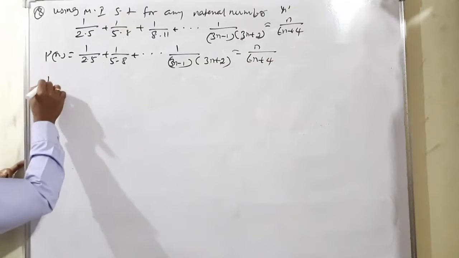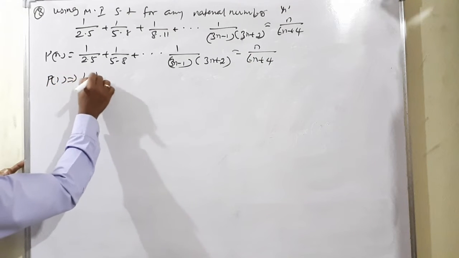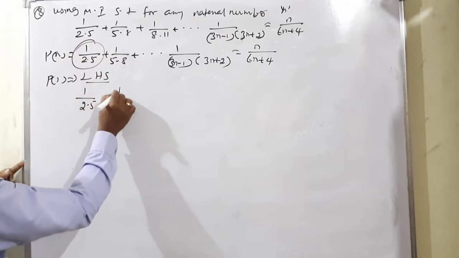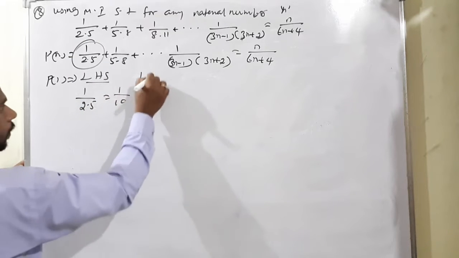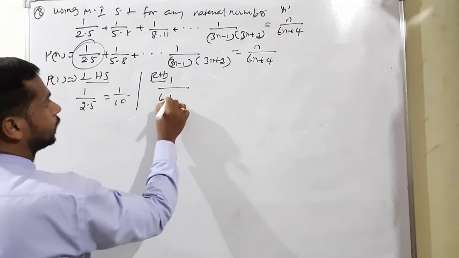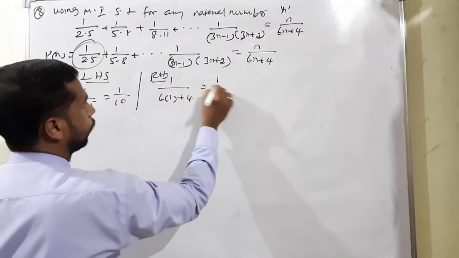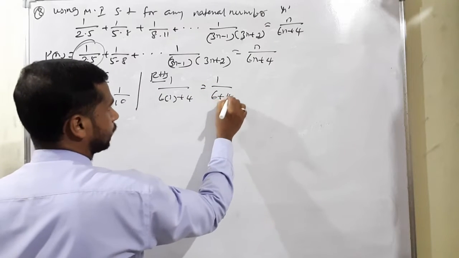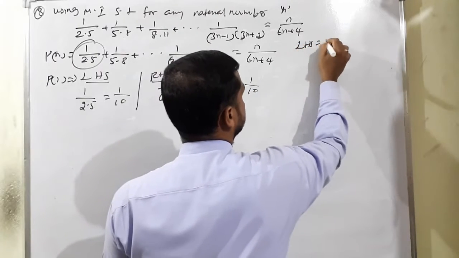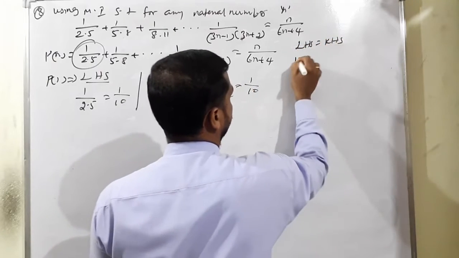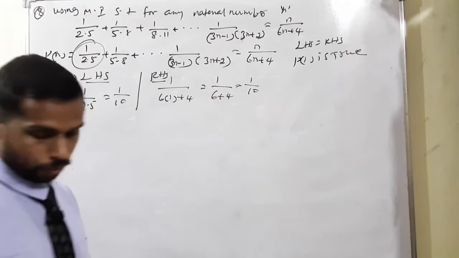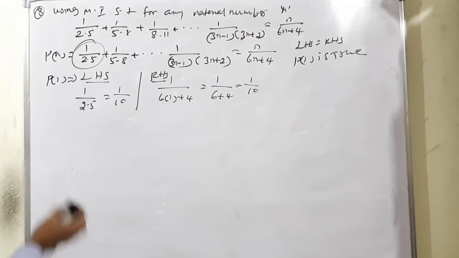Then consider P of 1. P of 1 means LHS. The first term 1 by 2 into 5 means what will happen? 1 by 10. Then RHS, what is the meaning? 1 by 6 into 1 plus 4. Therefore 1 by 6 plus 4 is equal to 1 by 10. Now we can say LHS equals RHS. Therefore, we can say P of 1 is true. So P of 1 is true means next we have to assume.